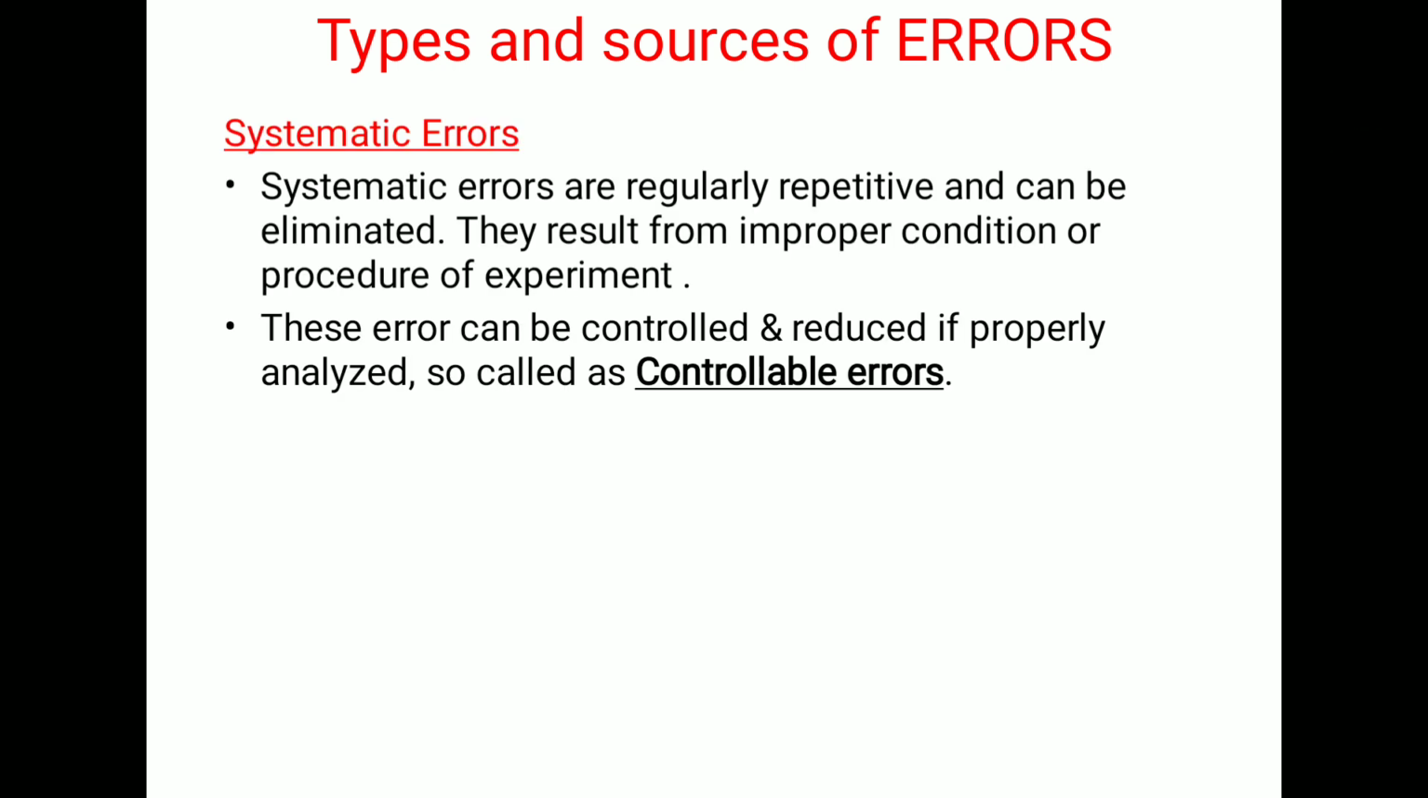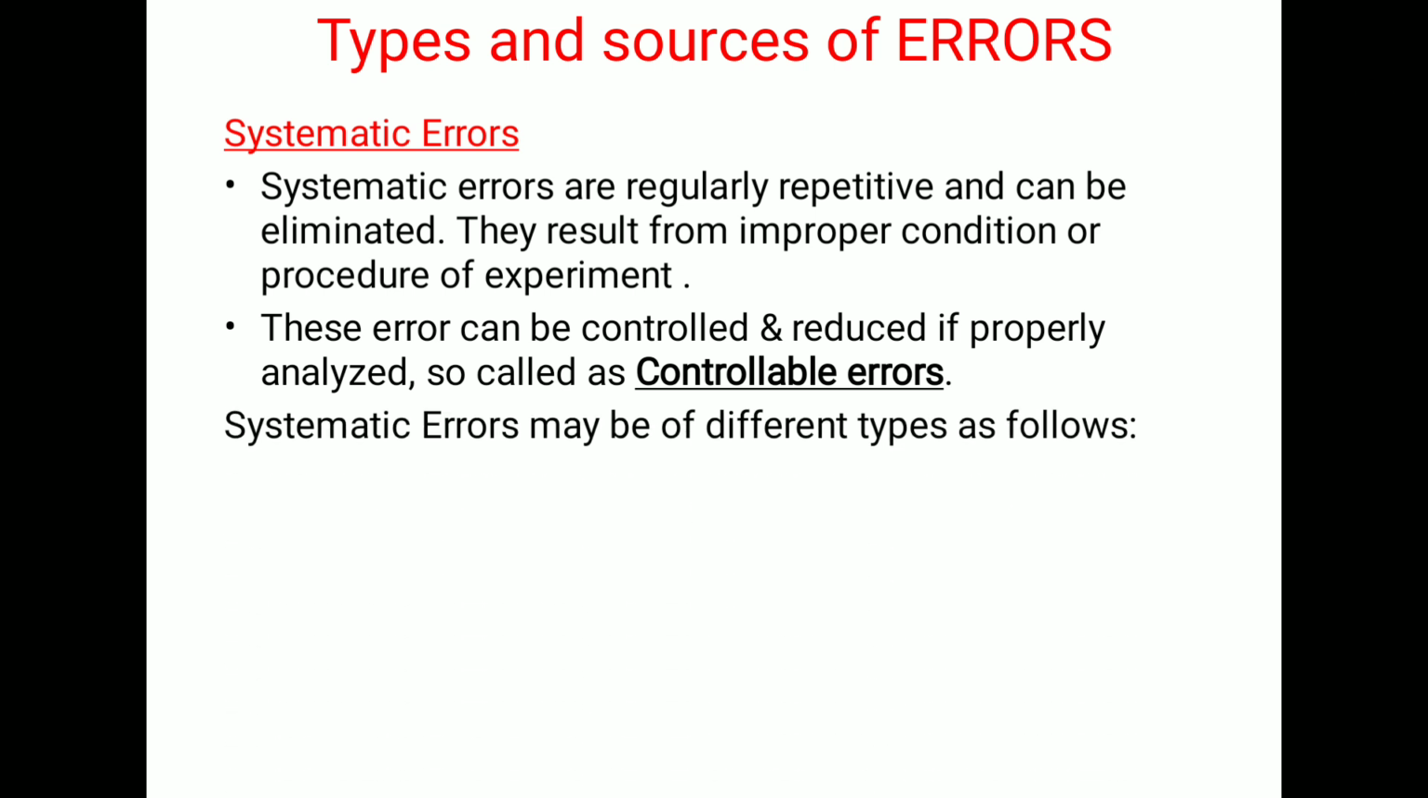So systematic errors. Systematic errors are regularly repetitive and can be eliminated. They result from improper condition or procedure of experiment. These errors can be controlled and reduced if properly analyzed, so they are called controllable errors. In simple words, the errors which can be controlled if proper care is taken are called controllable errors. Systematic errors can be of different types as follows.